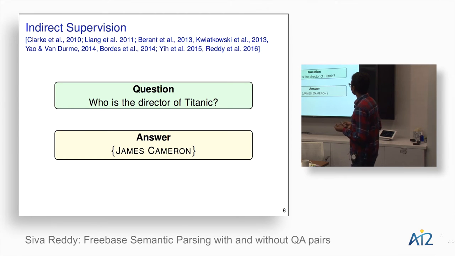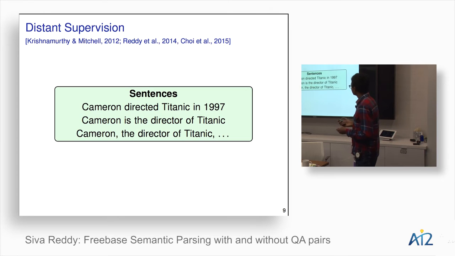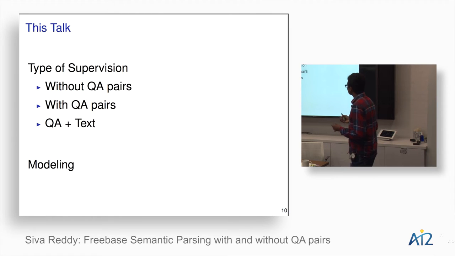But there is also another kind of supervision, which is very popular these days: indirect supervision, where you have a question and you do not have a logical form, you just have an answer. Here, in this case, you just have the answer, James Cameron. This is also popularized by Liang and Krishnamurthy. Then there is the case where you do not have any questions and answers, just a web corpus and a Freebase, and you try to build a semantic parser using sentences. So this talk is about the type of supervision: a scenario where we do not use question-answer pairs, another where we use question-answer pairs, and one where we have both question-answer pairs and text.